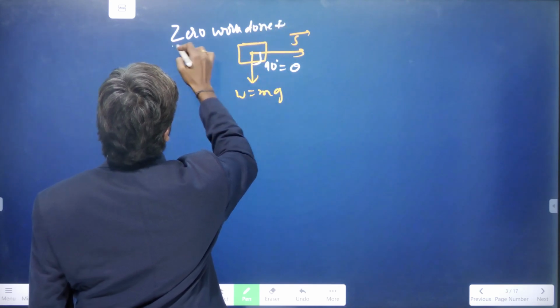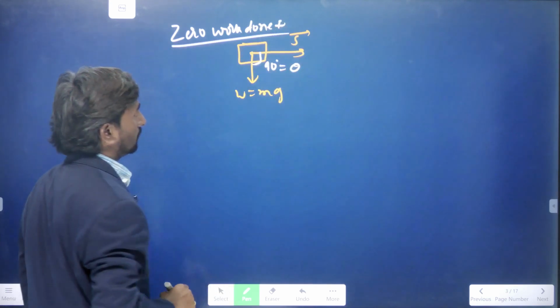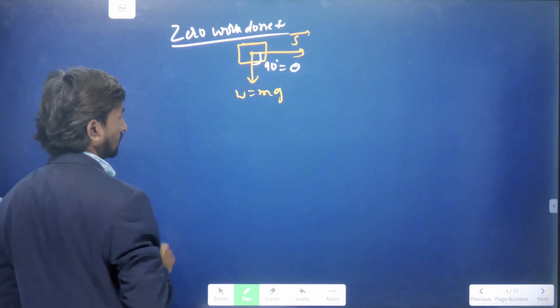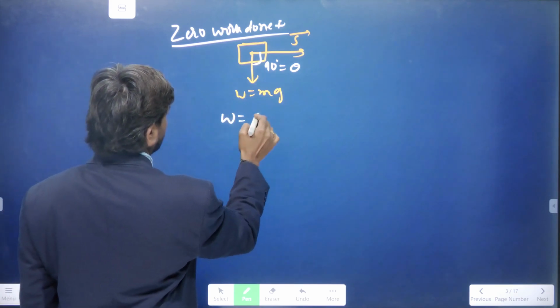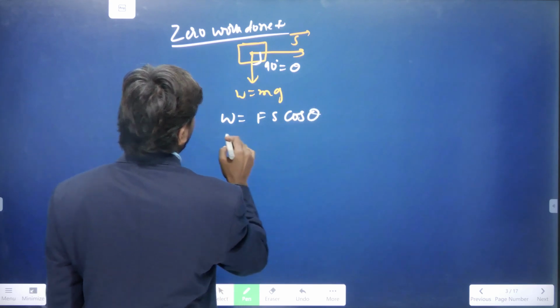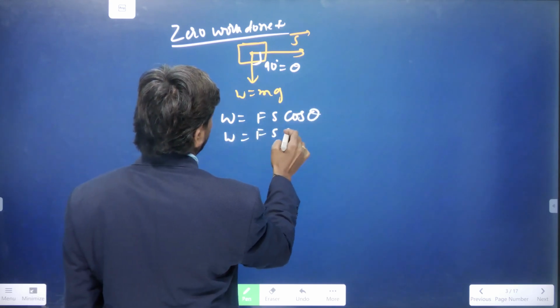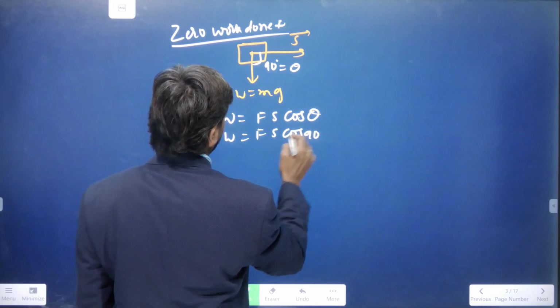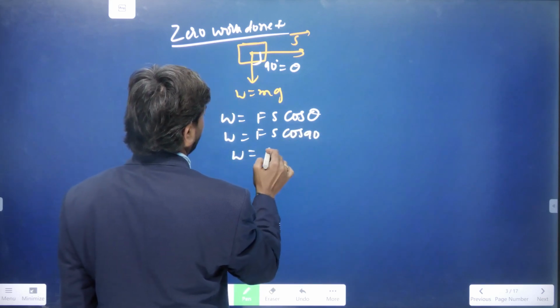So this is a zero work done. The angle theta between the force and the displacement vector is 90 degrees. Then we know that W is equal to Fs cos theta. So W is equal to F into S cos of 90 degrees. The value of cos 90 will be 0 here.